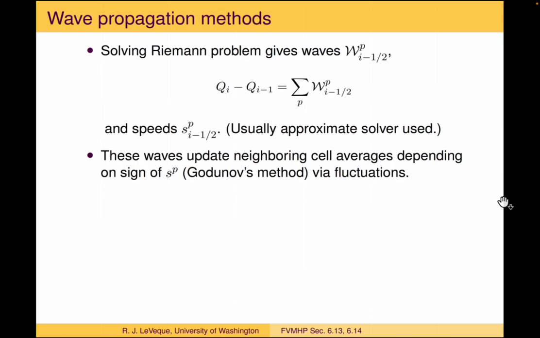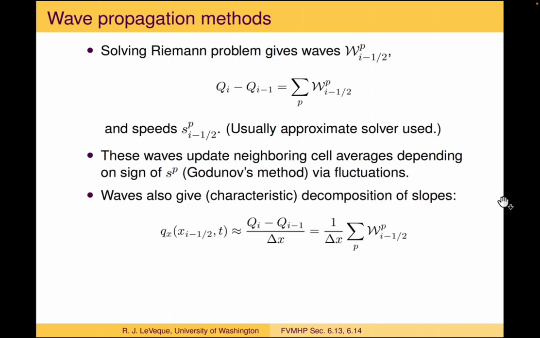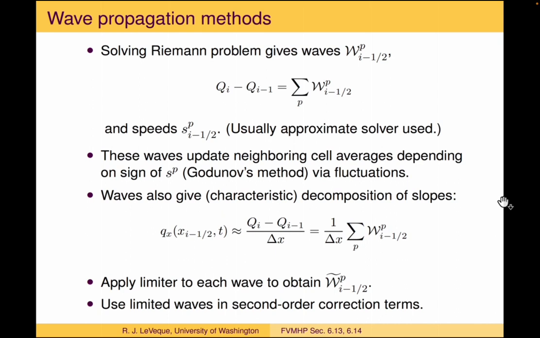So again, the wave propagation methods, we think of solving the Riemann problem by splitting up the jump between two cells as a sum of a set of waves with some speeds associated with them. And then we use these waves to update the neighboring cell averages depending on the sign of each speed. It either updates the cell to the left or the right, and we've written that in terms of fluctuations. But we can also look at these waves as giving a characteristic decomposition of the slope, q_i minus q_{i-1} over delta x, and so we can add them in as second order correction terms with some limiters applied in order to avoid oscillations.